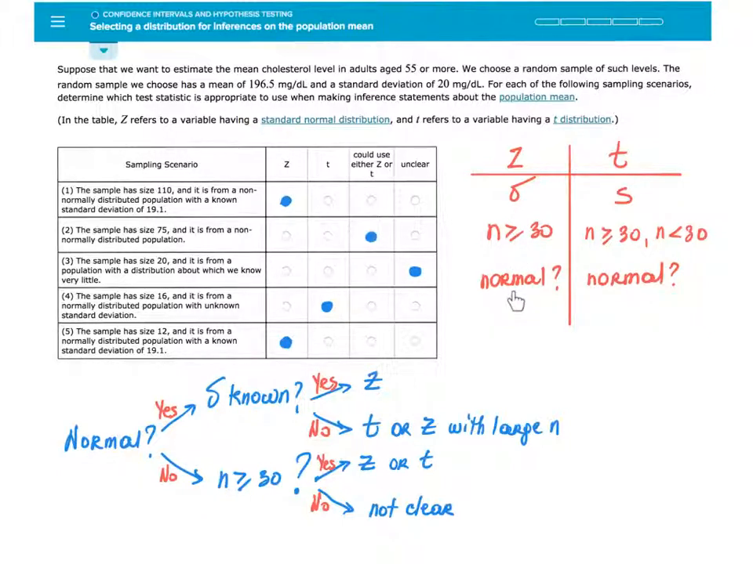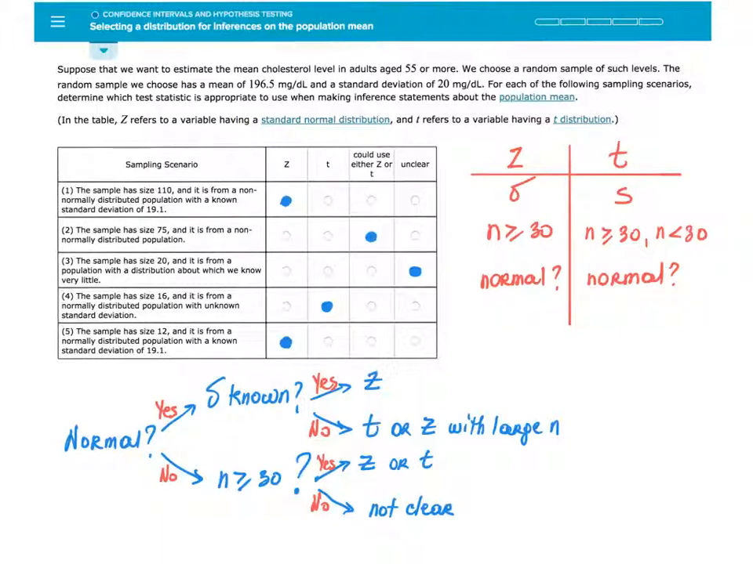Well, whether it's normal or not, if it's normal, great. If it's not, if sample size is large enough, the distribution of that sample will be approximately normally distributed, so Z is appropriate in this case as well. And our sample size is 110, which is pretty big and fits this description. So we are going to choose Z.